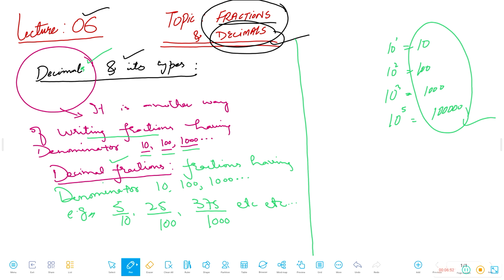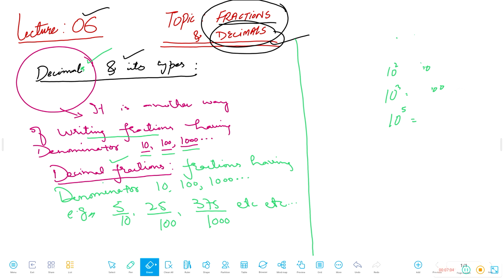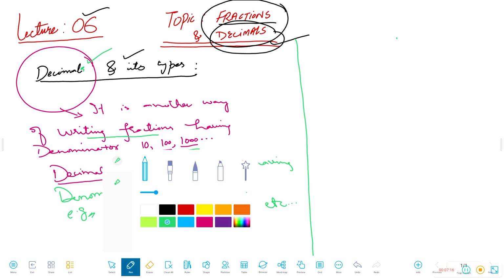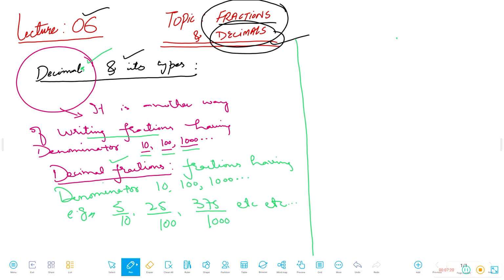Now we will carry on. Let me first rub this portion here. Now we are moving to the main topic. I'm writing here decimal numbers.